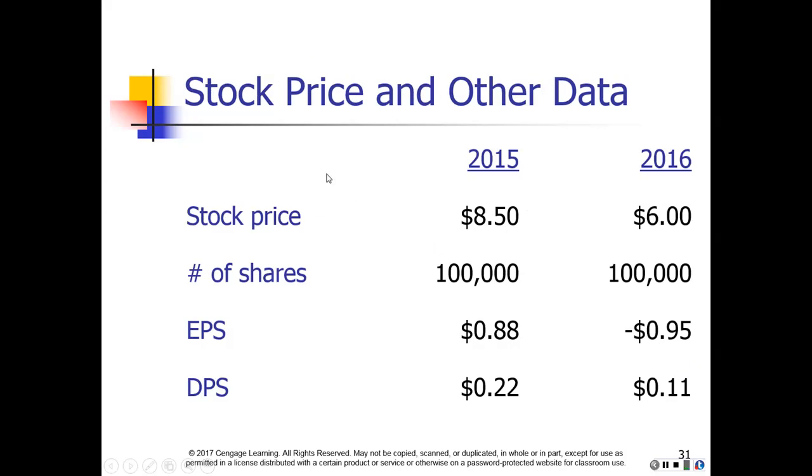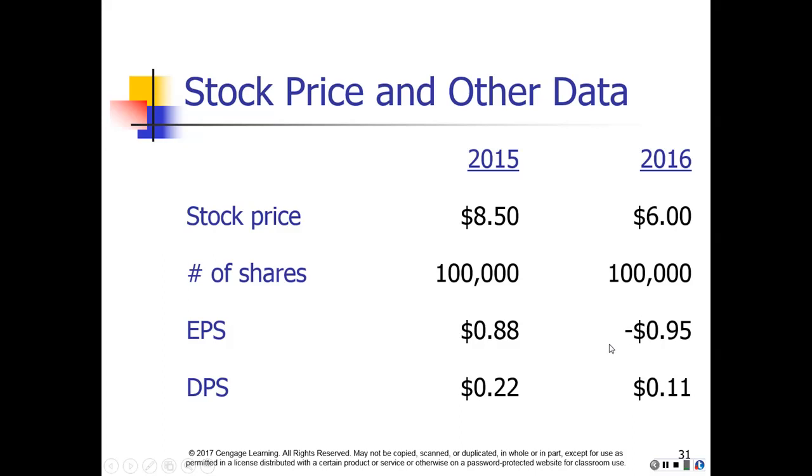And we see that impact the stock price. Stock price fell from 850 to 6. There were 100,000 shares outstanding. Earnings per share is simply net income divided by the number of shares outstanding. And if you remember, net income was negative in 2016, so EPS is less.